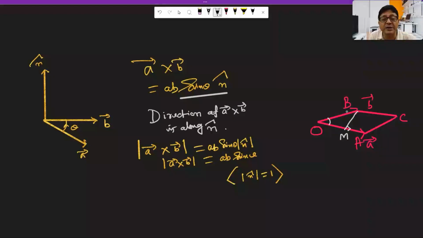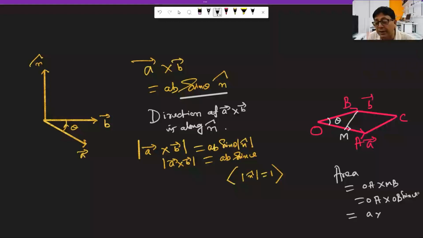Assume the angle between the two vectors is theta, which we have taken here. So this one is theta. Now the area of the parallelogram equals base into height. So OA into MB, that is OA into OB sin theta. You know, OA is the modulus of vector A, because you have taken the A vector this way. It will be AB sin theta. AB sin theta you got earlier, no? AB sin theta here. So the area of the parallelogram is mod of A cross B.